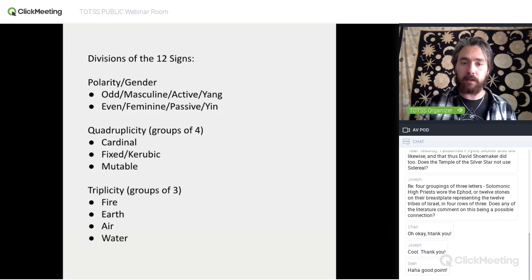One thing that's important and really useful about the number 12 is that it's divisible by a bunch of other numbers: 2, 3, 4, and 6. So you can break it up into different groupings, and the permutations of those groupings are really important, as we're about to see.